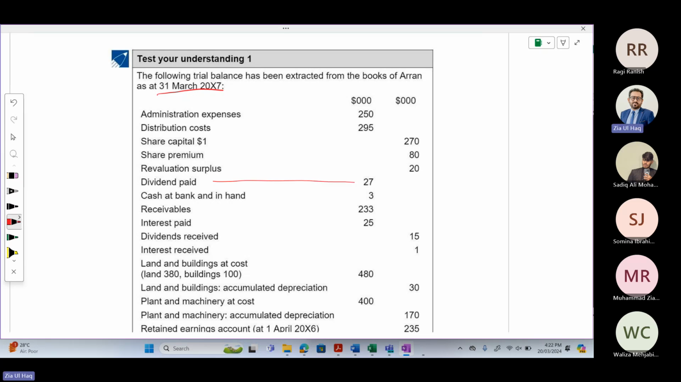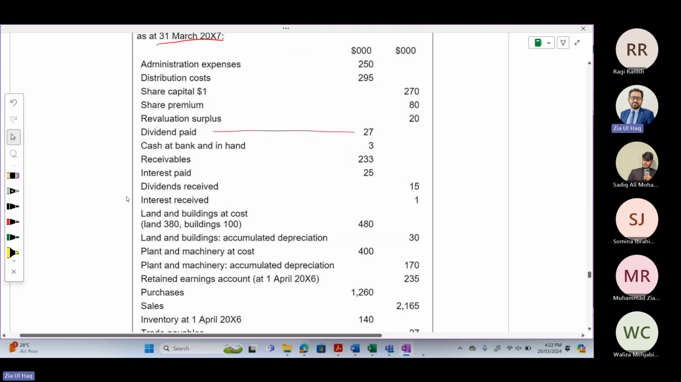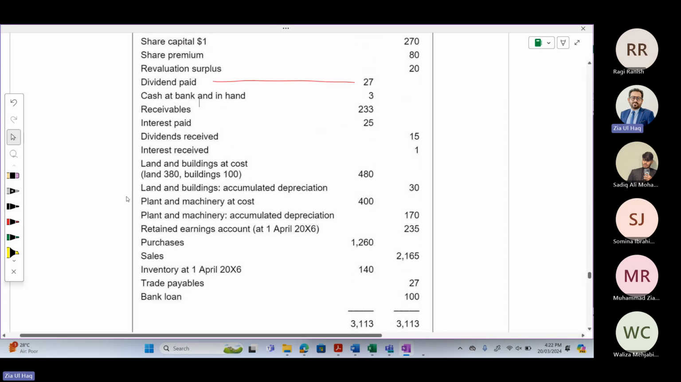Cash at bank, current assets, receivables, interest paid, expense, dividend received 15, other income, interest received 1, other income, land and building. Out of this 480, 380 is the land, 100 is the building. Land and building accumulated depreciation, plant and machinery, total depreciation, retained earning, opening balance, purchase, sales, inventory, opening inventory, trade payables, bank loan.